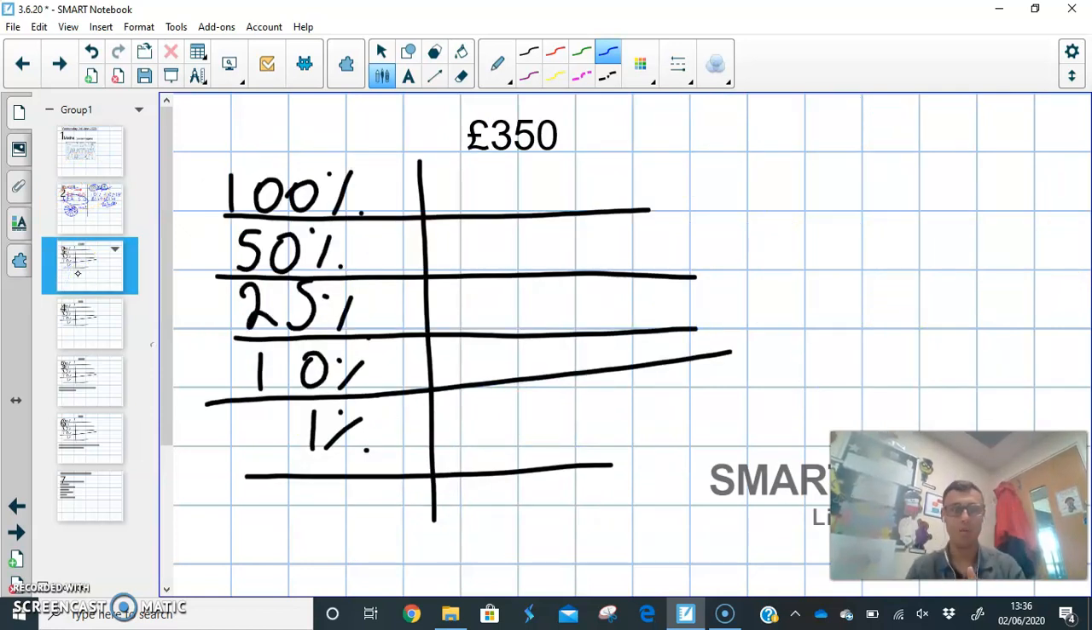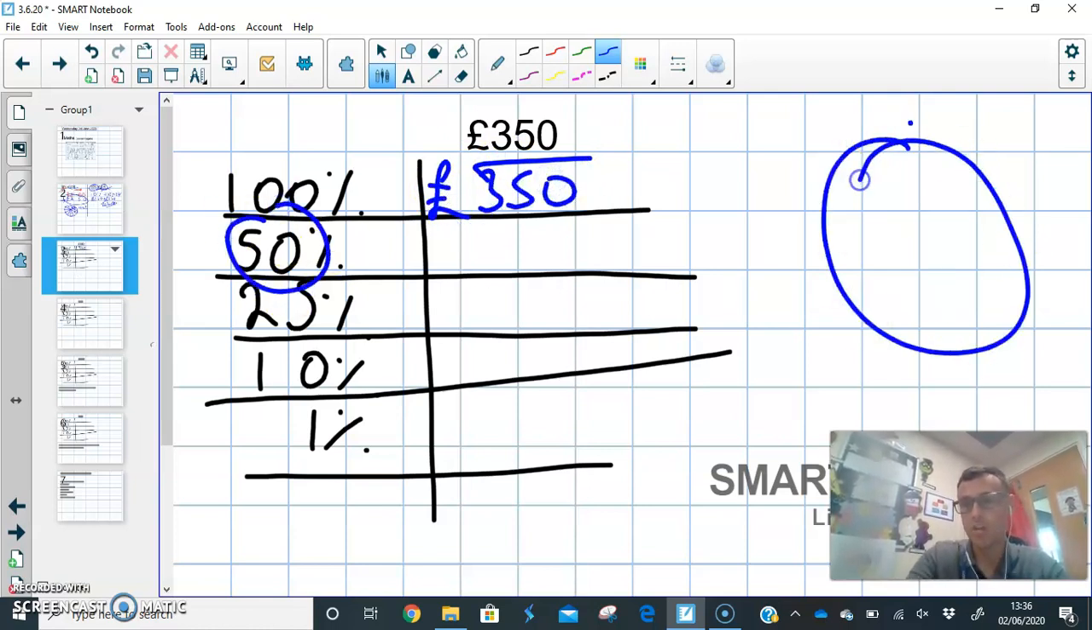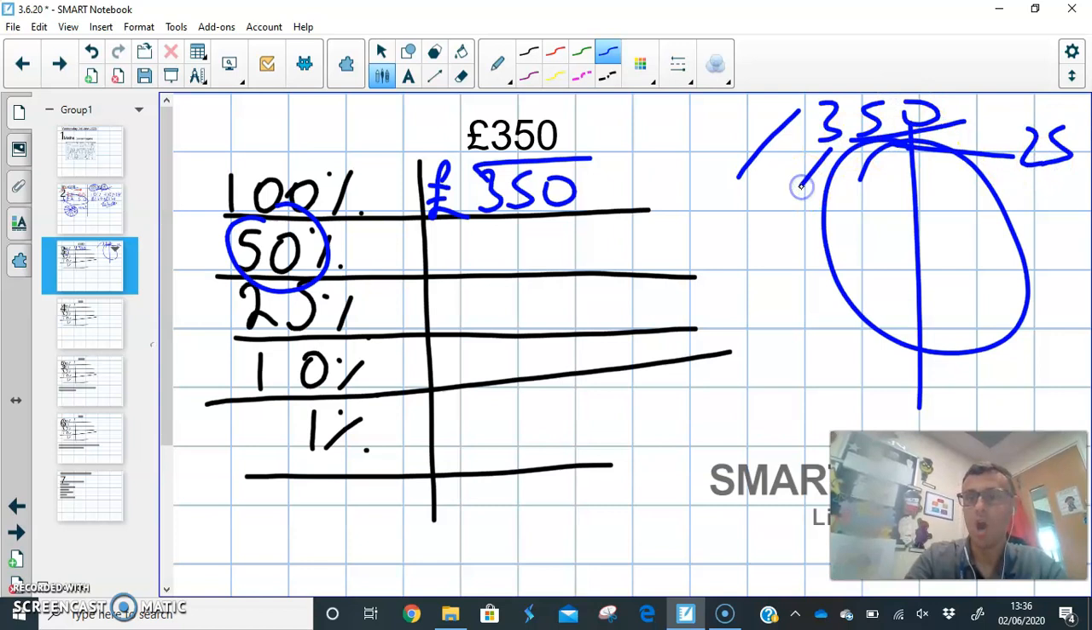Now this one then, £350. Well, obviously 100% is the starting number, which is 350. For 50%, all I need to do is half my 100%, my whole number, to get 50%. Half of 350: half of 50 is 25, half of 300 is 150. Add those together, I get 175. So that would be my 50%.